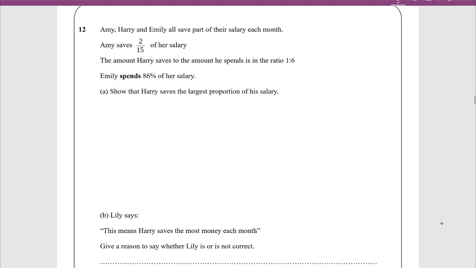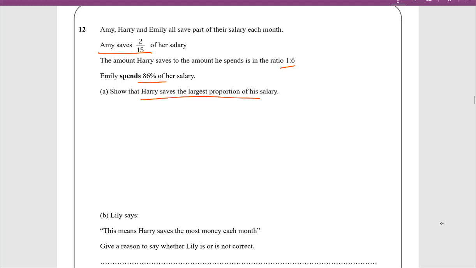Next one: Amy, Harry and Emily all save part of their salary each month. Amy saves 2/15 of her salary. The amount Harry saves to the amount he spends is in the ratio 1:6. Emily spends 86% of her salary. Show that Harry saves the largest proportion of salary. Now let's find out how much Amy saves. Amy saves 2/15, and Harry's ratio is 1:6, so he saves 1 and spends 6.